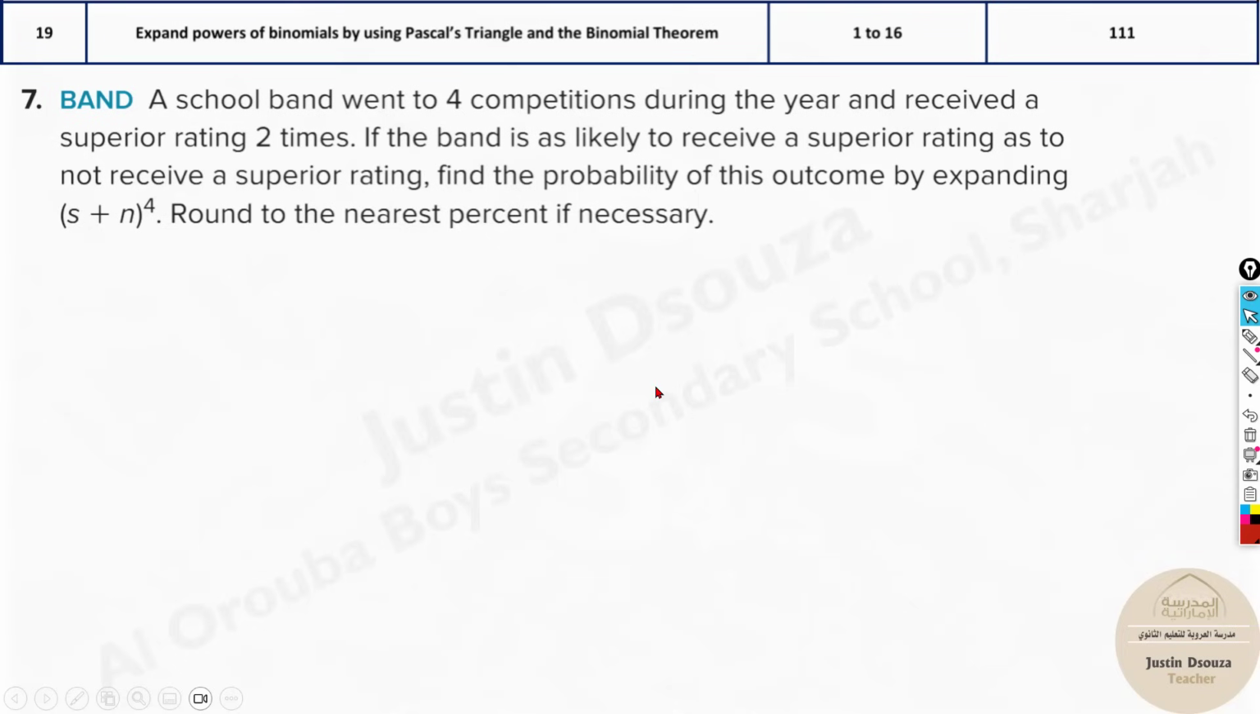Now we have a real world problem. A school band went to 4 competitions during the year and received a superior rating 2 times. If the band is as likely to receive a superior rating as to not receive a superior rating, find the probability of this outcome by expanding (superior rating plus no superior rating) whole power 4, rounded to the nearest percent. So now binomial theorems are very helpful to find the probability of things happening as well.